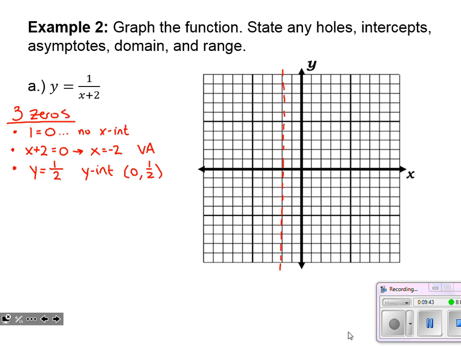So I'll go ahead and plot that on the graph right there. You can see we're kind of building this from the ground up, and we've already got some nice structural components there that'll help us build this. Next, our big X test.